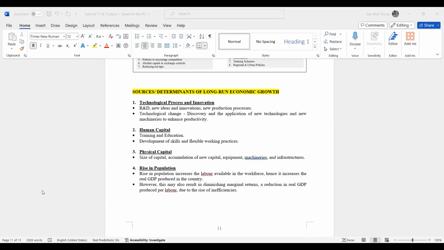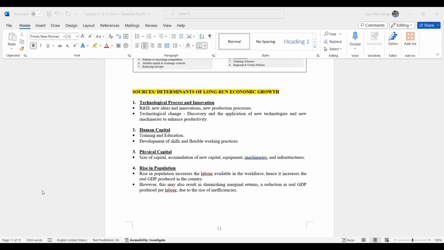So overall, when you are given a scenario, as long as the policy itself fits in any of this category, then you can call it a supply side policy. So you don't have to remember what is market oriented and what is interventionist approach. Those are just intro only.